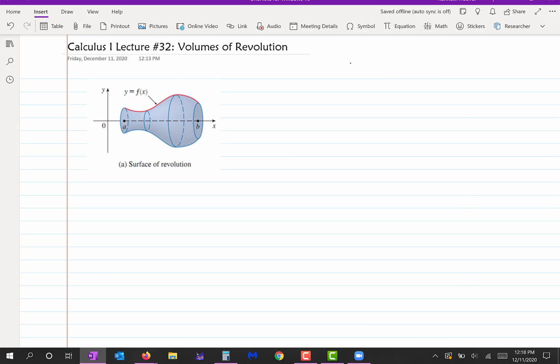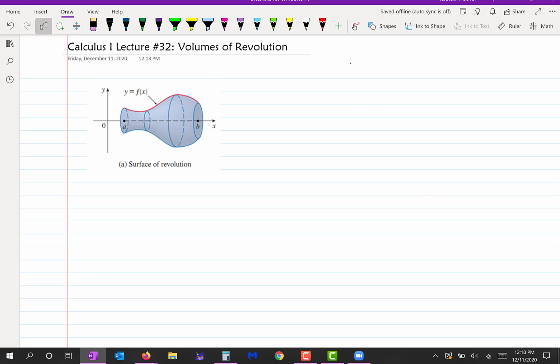Okay, look at that picture there. That's something that's called a surface of revolution. What they've done is they've taken this red function that you see there, and then they spun that function around the x-axis. And it traced out that blue shape, which is kind of like an urn or a vase sitting on its side. Okay, I want to show you how to calculate the area of that.